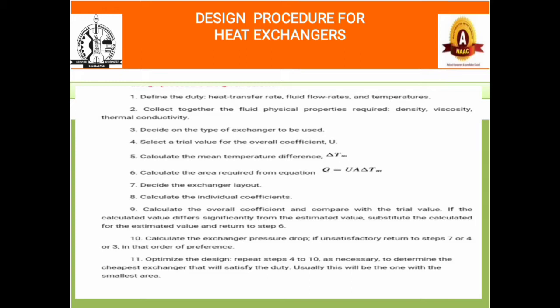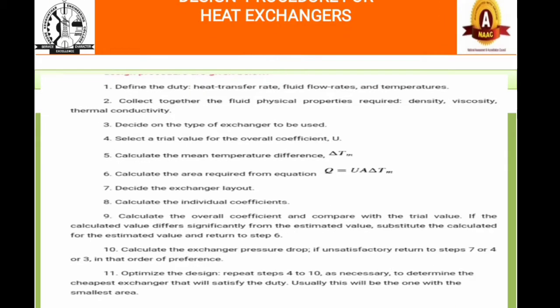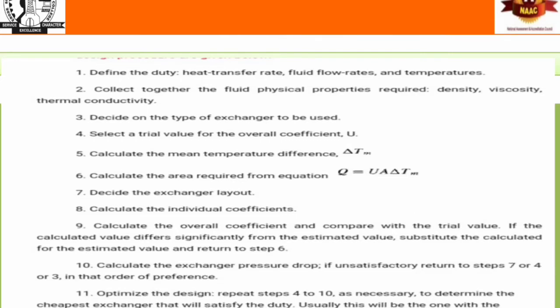Next we have to collect the thermophysical properties of the fluid, for example density, viscosity and thermal conductivity. Next, what is the type of heat exchanger, whether it is a cross flow or counter flow or co-current. Like that we have to decide the type of heat exchanger. Next, we have to assume the overall coefficient. We have to select the overall coefficient for the heat exchanger, for which we have to refer to Perry's book. Then we have to calculate the log mean temperature difference, delta Tm.